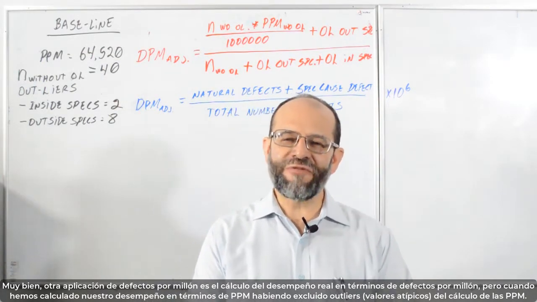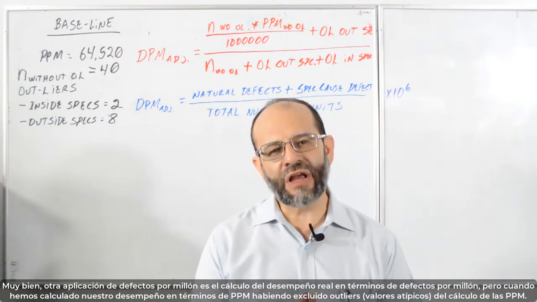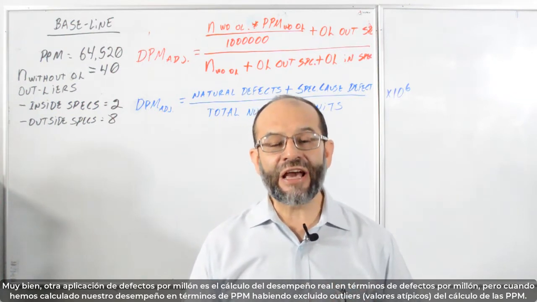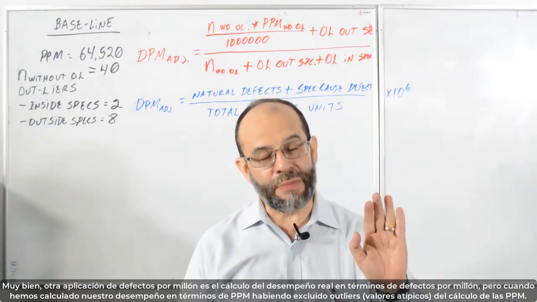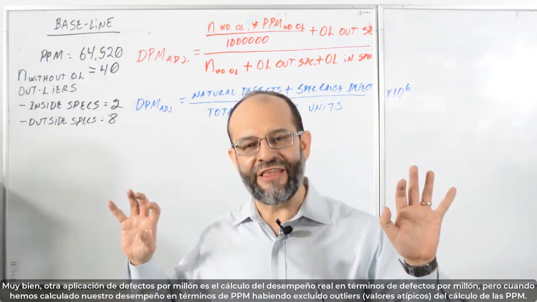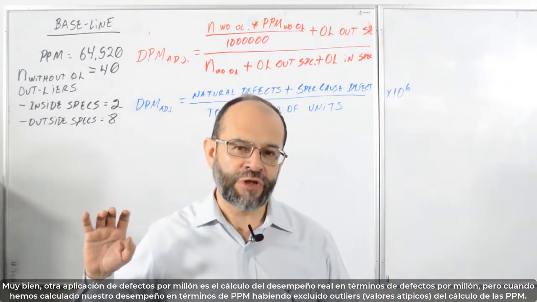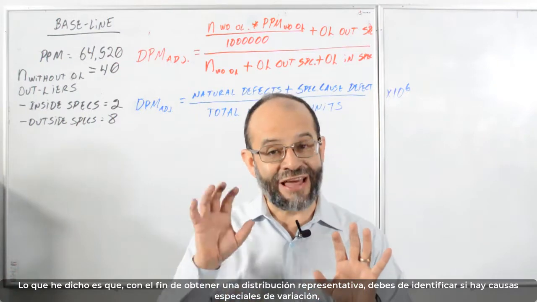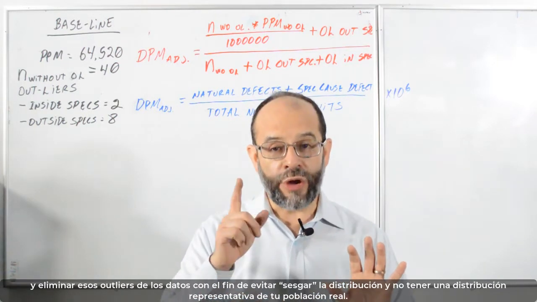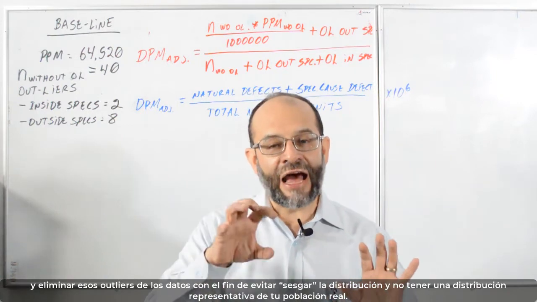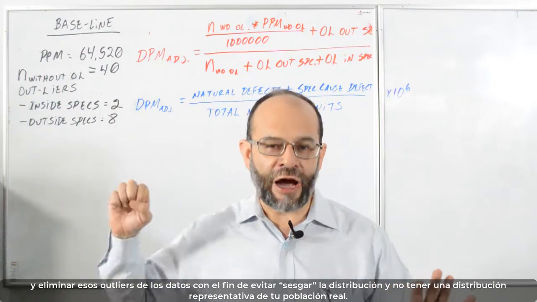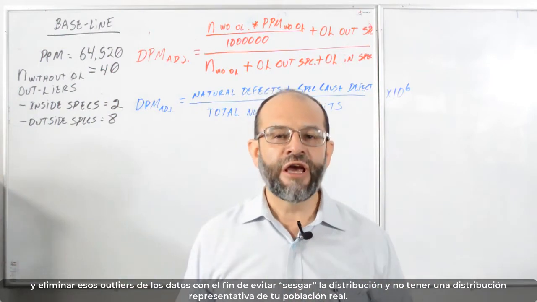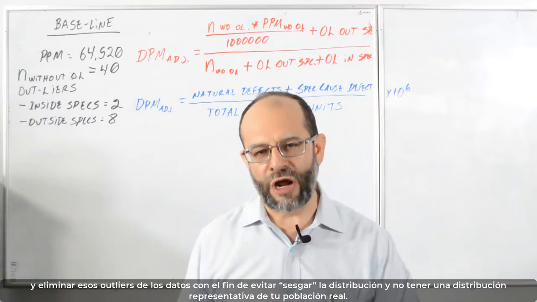Okay, another application of defects per million is to calculate the actual performance in terms of defects per million, when we have calculated our performance in terms of PPMs but have excluded the outliers from the PPM calculation. To get a distribution, you have to identify if there are special causes of variation, and subtract those outliers in order to prevent skewing the distribution and not having a representative distribution of your actual population.